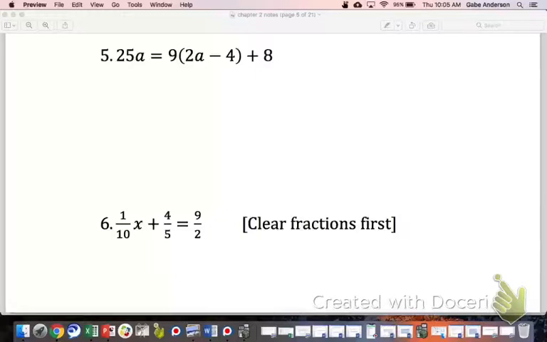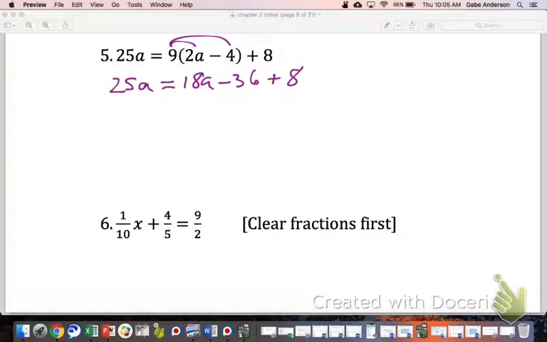So distributive is the property we see here, and there's the hand motions right there, and that's what we want to do. That's exactly right. You've identified it. Even if you couldn't call it the right thing, you knew what to do, so that's good. So we get 25a equals 18a minus 36 plus 8.